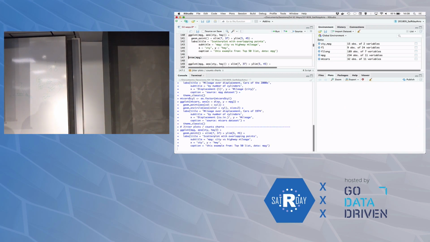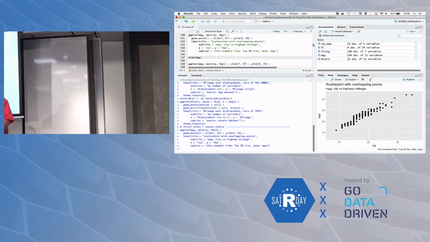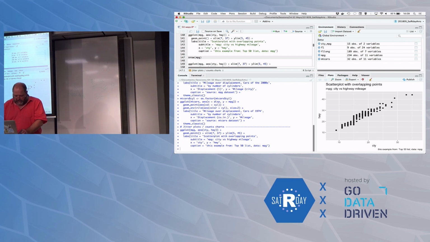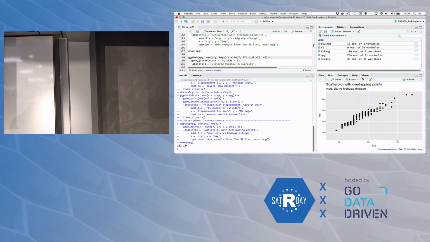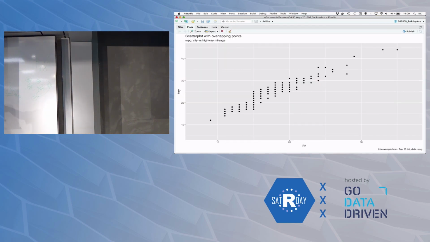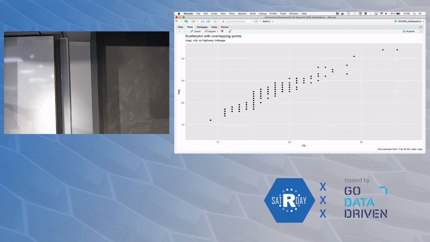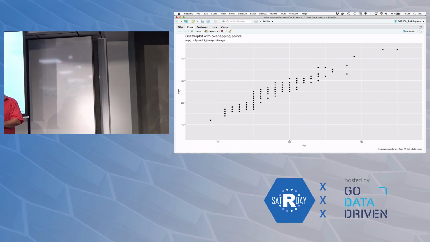Okay, still mileage. That's the complete MPG data set plotted city mileage versus highway mileage. And if I tell you it's got 235 data points in it, can you give it a quick count? No, you don't have to, because that's a lot less than 235 points. Why is that? Anybody has an idea? Pardon?